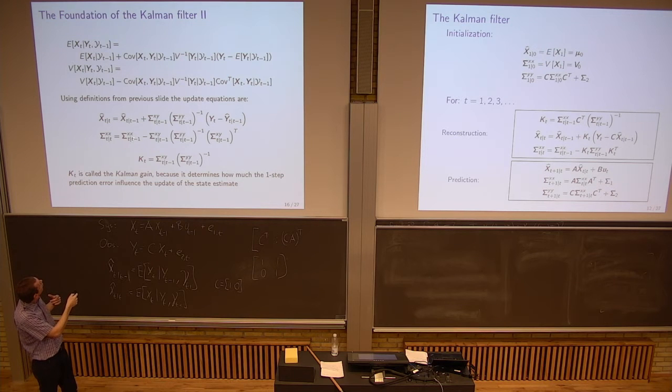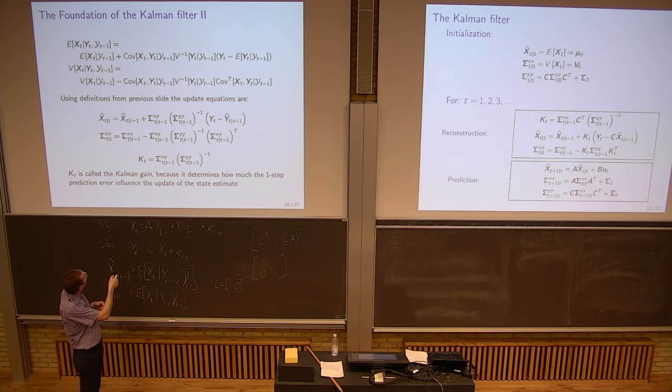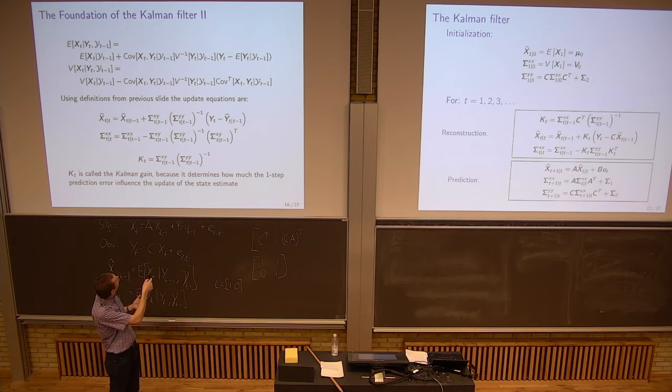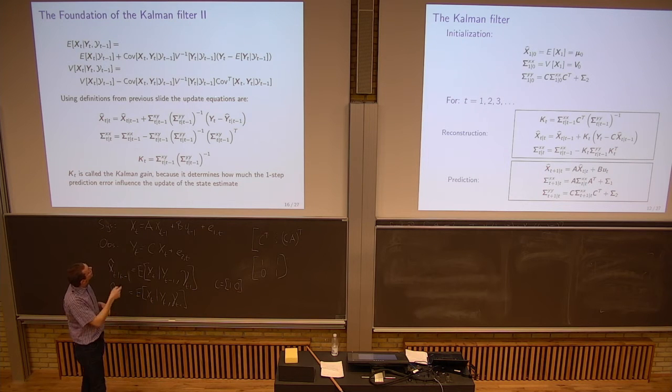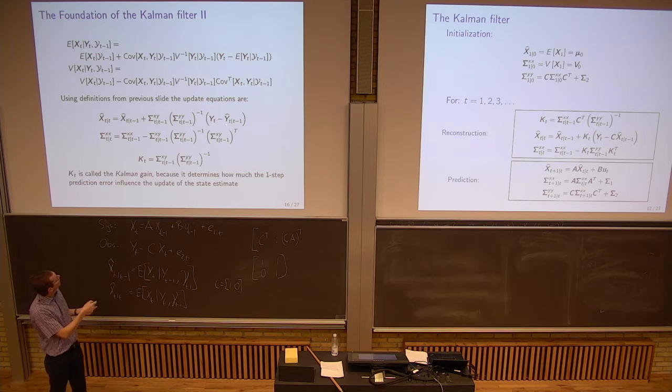And for the variance, we have the updated variance of x_t given y_t, which is equal to the predicted variance of x_t given t minus 1, as in given all the previous y's, minus the covariance of x_t, y_t given all the previous observations, so that's t given t minus 1. And then we take the inverse variance of y_t, as up there. And then we have the covariance matrix of x_t and y_t given y_t minus 1.